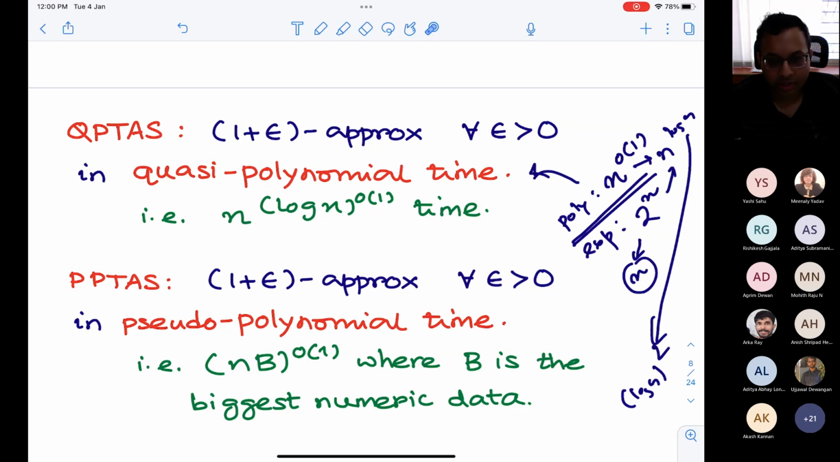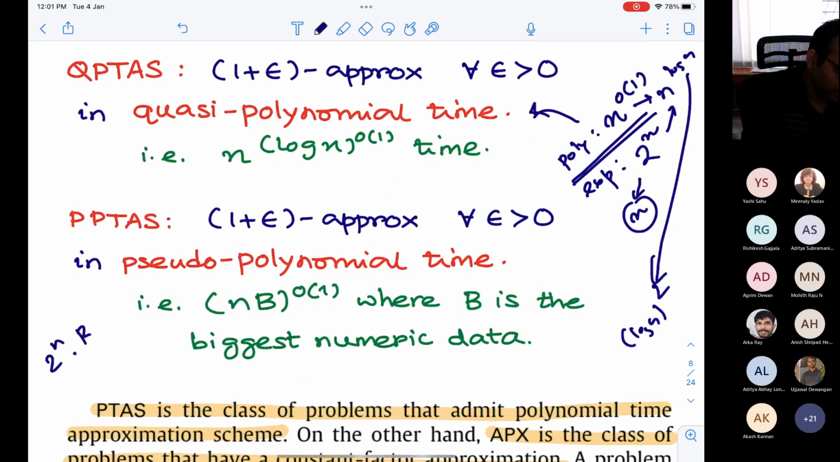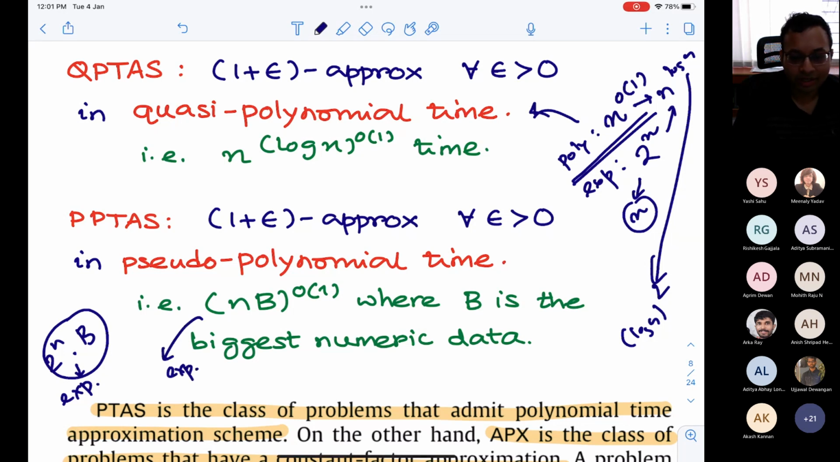Yes, it's exponential. It's not polynomial, but exponential could be something like 2 to the power n times B as well. This is also exponential, but this is not pseudo-polynomial. So this is exponential. The pseudo-polynomial one is not polynomial because in general it should be log B to the power some constant. In terms of B, it's polynomial; in terms of log B, it's exponential. So it is still exponential, but it's slightly better than general exponential.